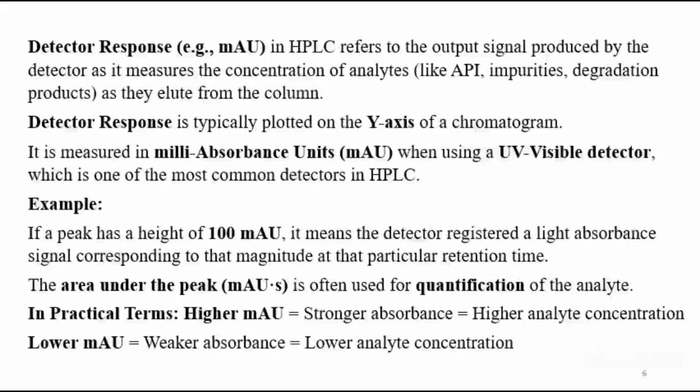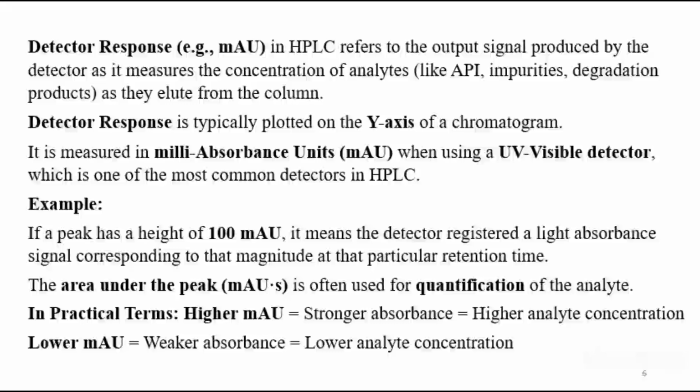Now coming to understanding the detector response. Detector response in HPLC refers to the output signal produced by the detector as it measures the concentration of analytes like API, impurities, degradation products as they elute from the column. As the compound elutes, in the column it gets separated from the matrix and then it comes out of the column. Once it comes out, it is detected by the detector.